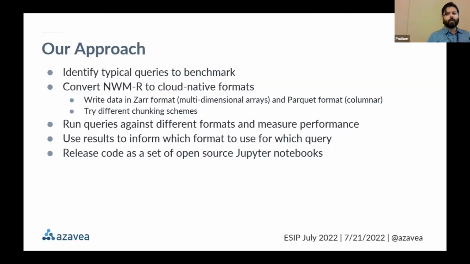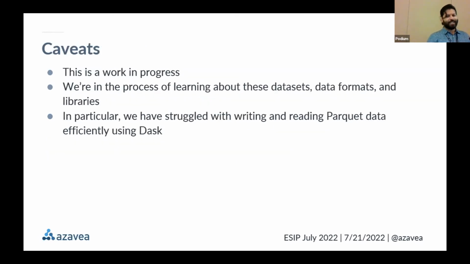Our approach is to identify typical queries to benchmark, convert the dataset to a number of cloud-native formats like Zarr and Parquet, try different chunking schemes, and measure the performance. These benchmarks will be used to make recommendations, and the code and datasets will be released as open resources. Now, this is a work in progress. We're in the process of learning about these datasets, formats, and libraries. In particular, we've struggled with writing and reading data files in Parquet efficiently using Dask, which is a Python library for parallel processing, already mentioned.